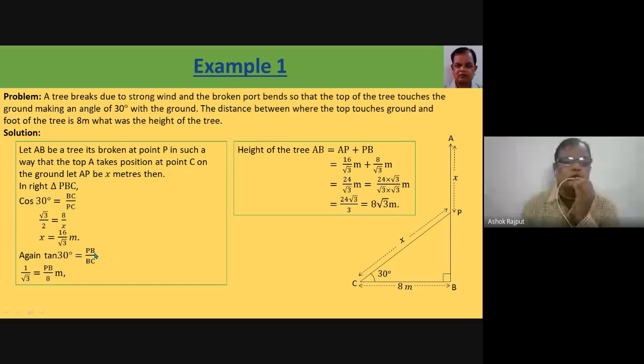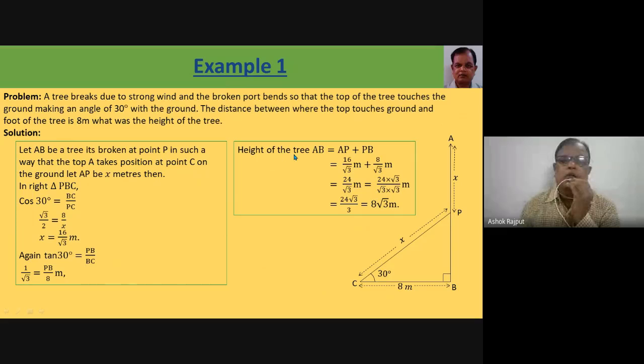Again, tan 30 equal to PB, the perpendicular, upon BC, the base. So 1 by root 3 equal to PB upon 8. From here we can find the PB. So PB equal to 8 by root 3.